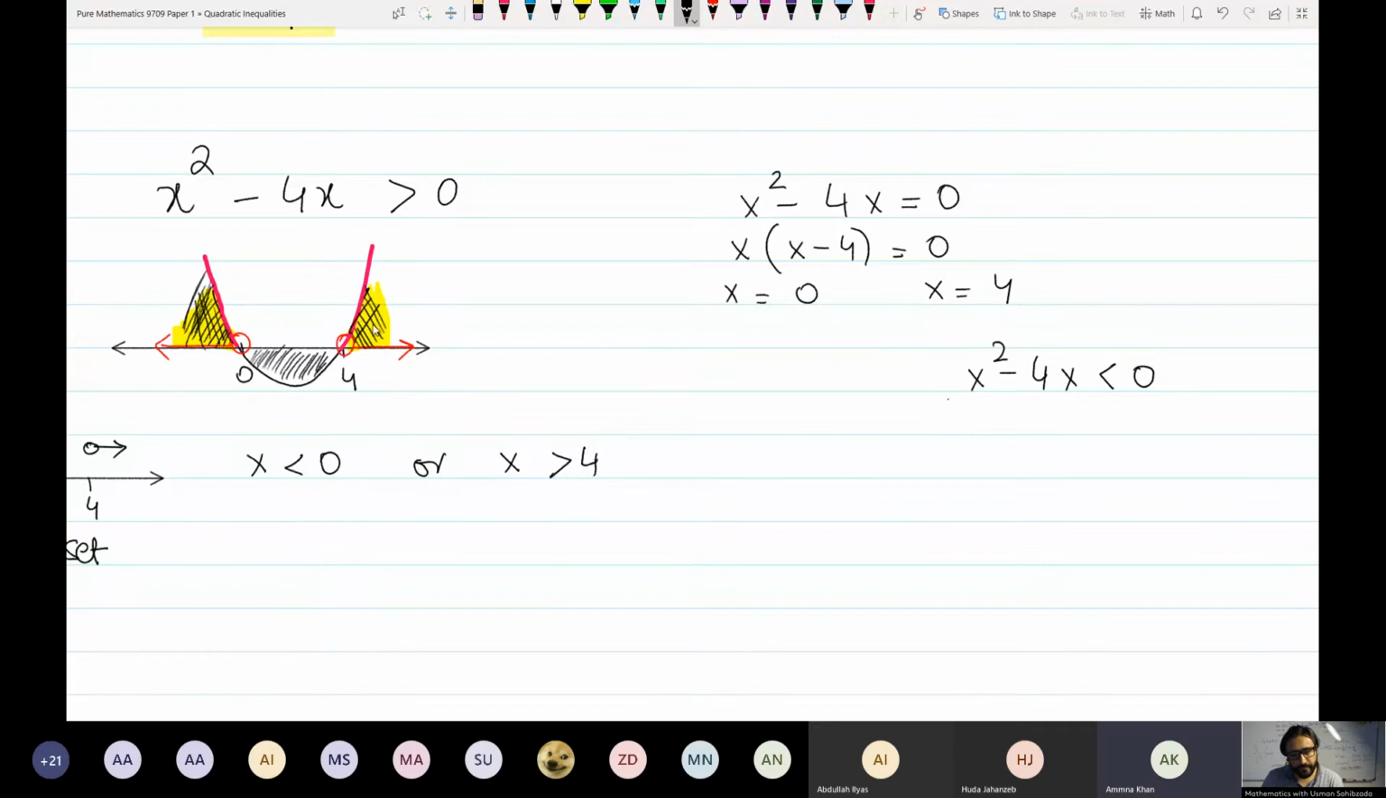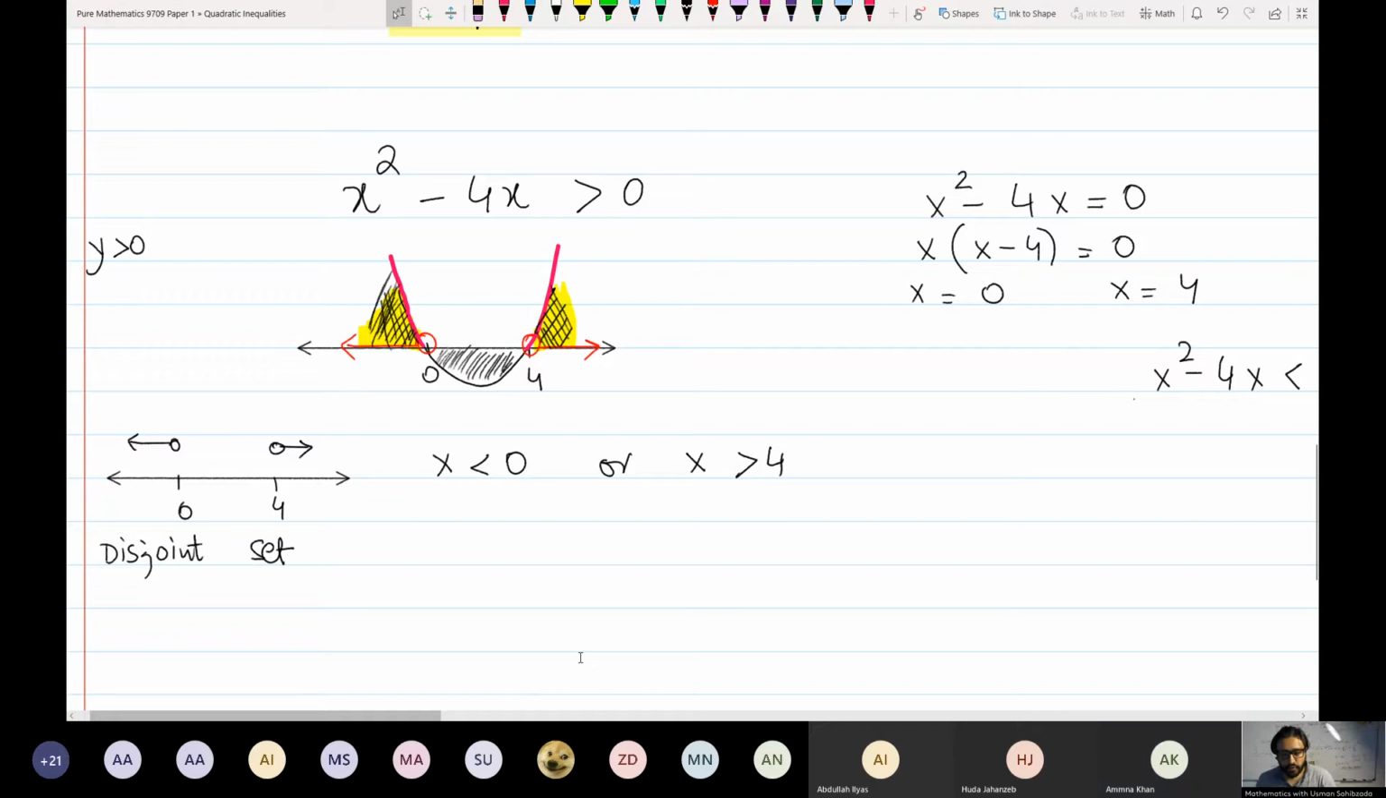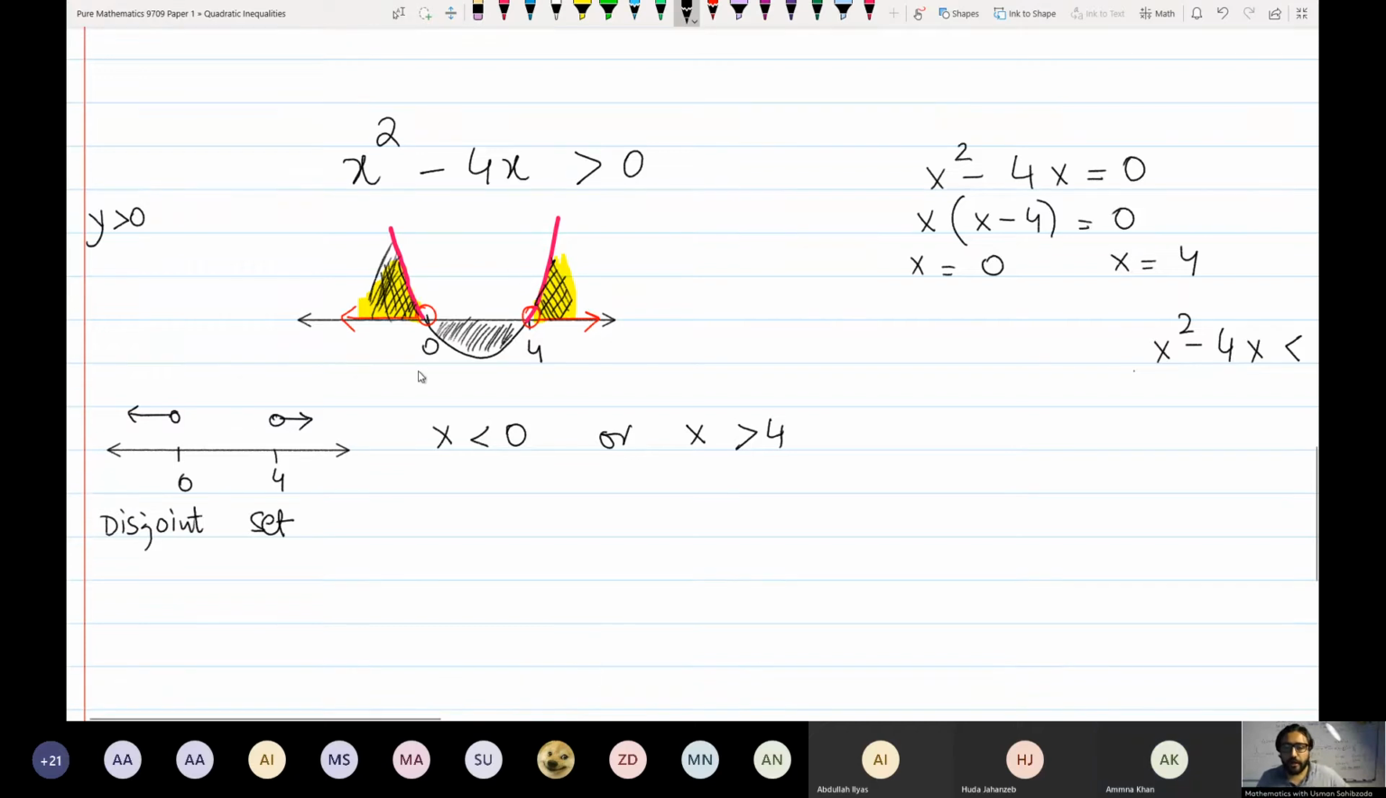Sir, how do you know what sign to put? How do you know which inequality direction to put? Okay. Now, notice what I've made. I made an arrow, an empty circle, and an arrow indicating all values to the left of 0. All values less than 0 give me a y value which is greater than 0.